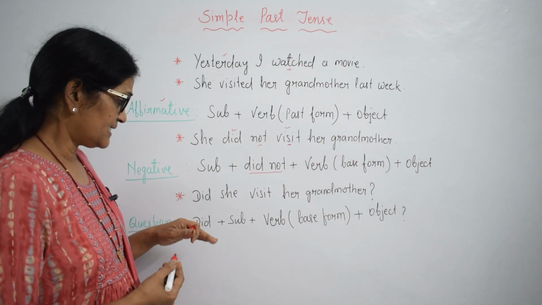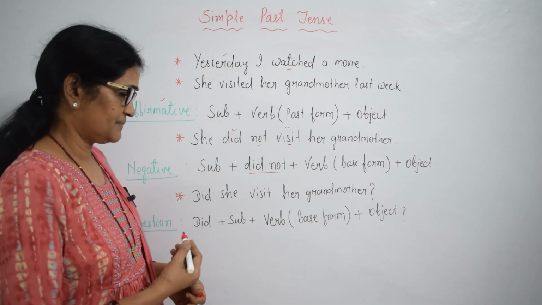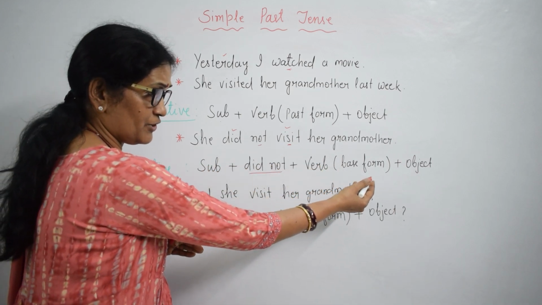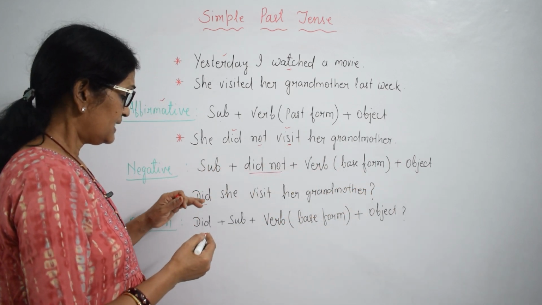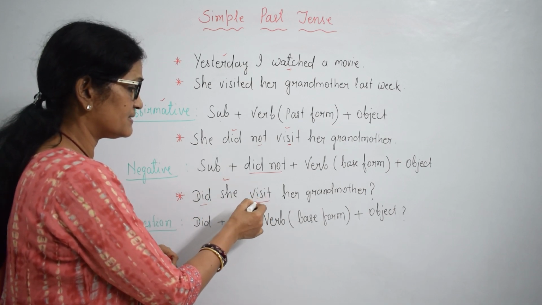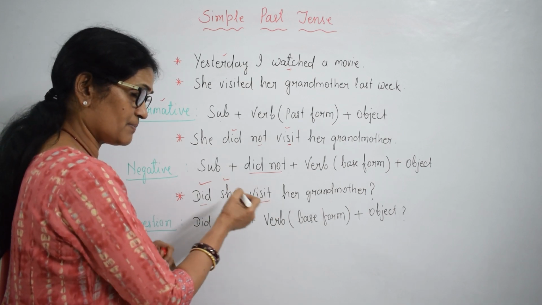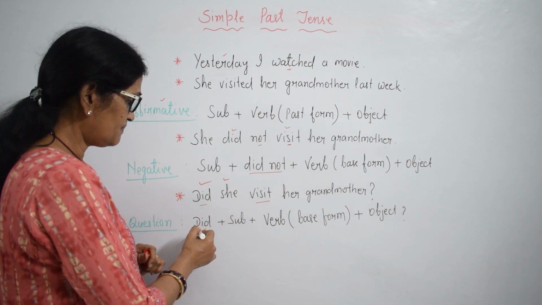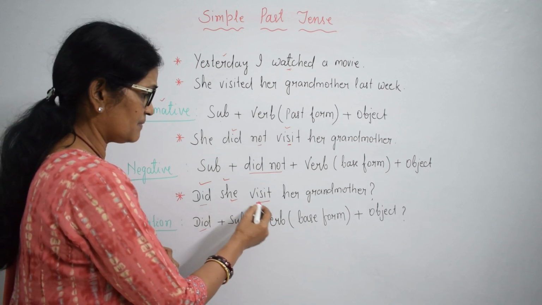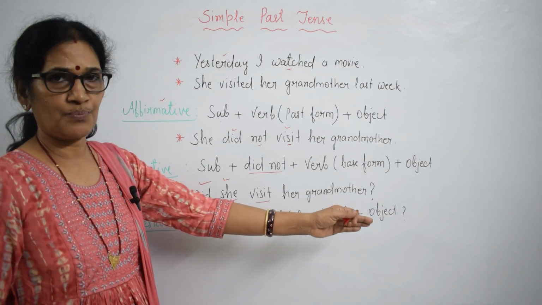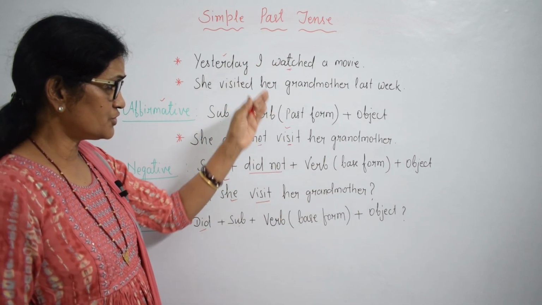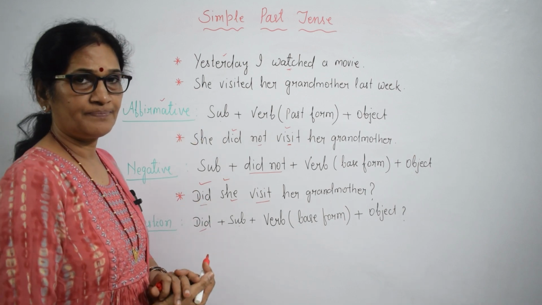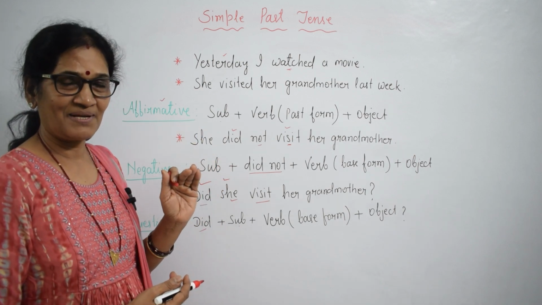Then come to the next sentence. Did she visit her grandmother? Did is the auxiliary verb, and it comes to the front in an interrogative sentence, a question. Did she visit, because did is followed by the base form of a verb. Did she visit her grandmother? So what is the structure? Did plus subject plus base form of a verb plus object. These are the structures for simple past: affirmative, negative, interrogative. Okay, it sounds simple, right?